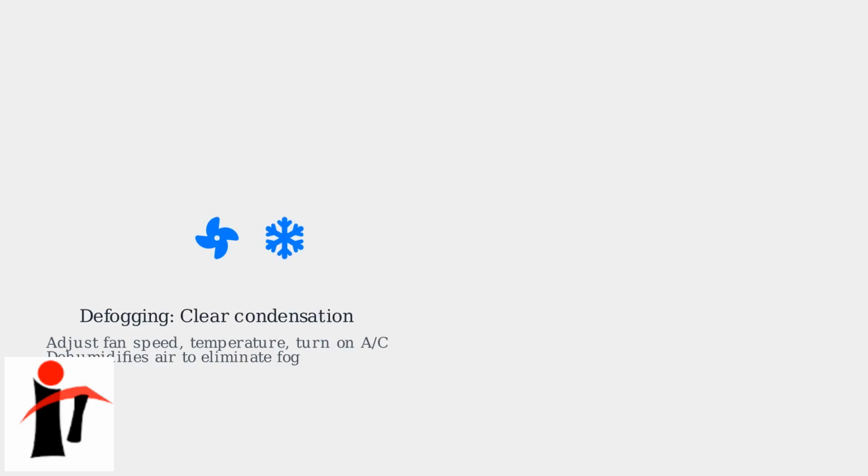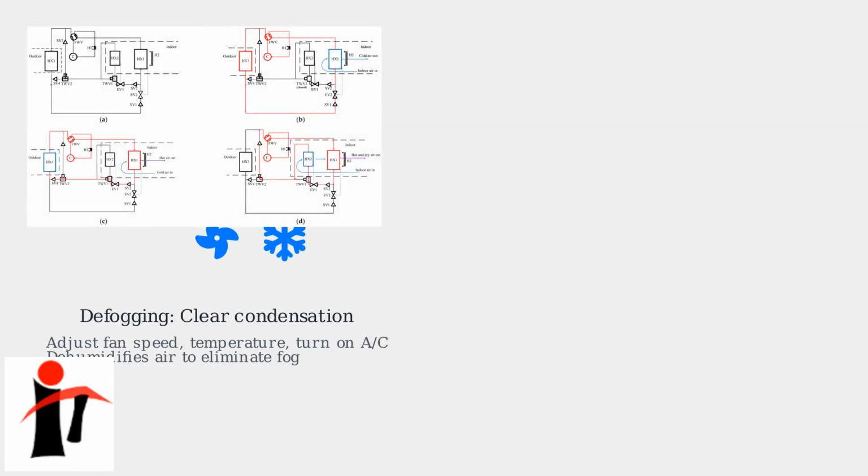For defogging, adjust the fan speed, temperature, and turn on the AC. The system dehumidifies the air, directing it to the windows to eliminate condensation. Smart features automatically adjust airflow based on sensor data to prevent fog buildup, especially during autopilot or FSD use.